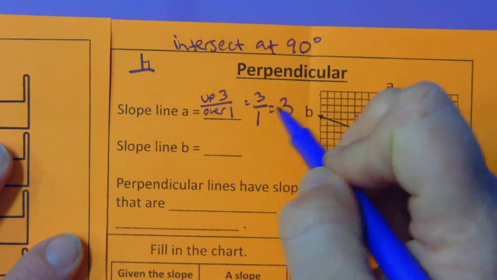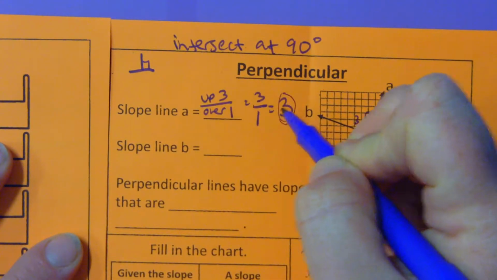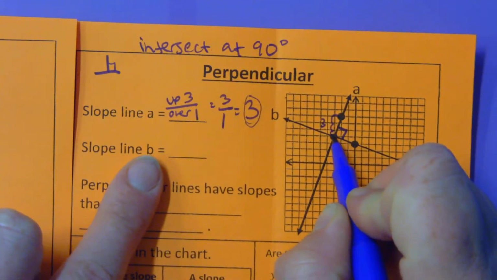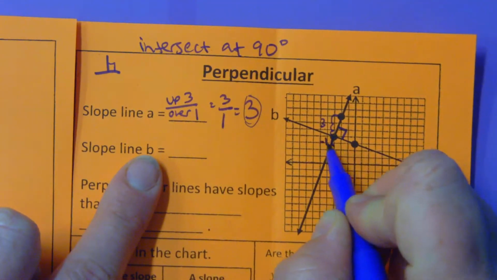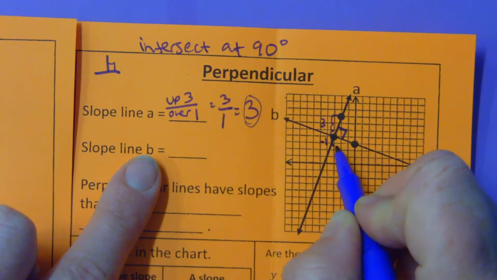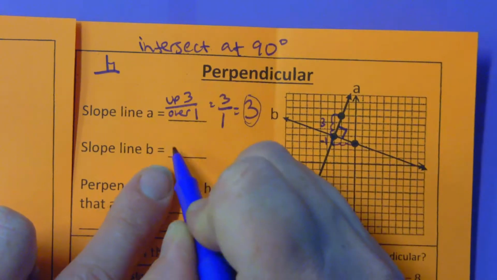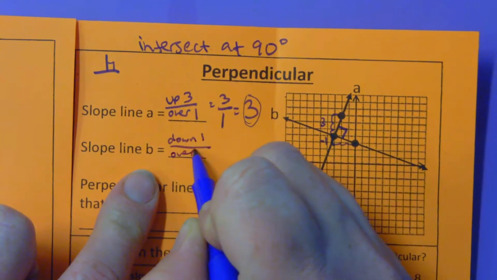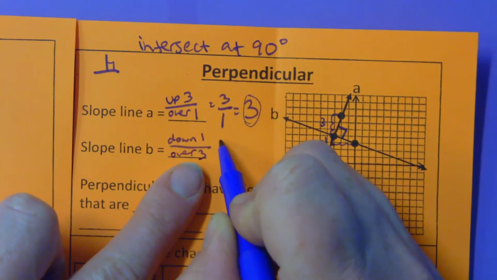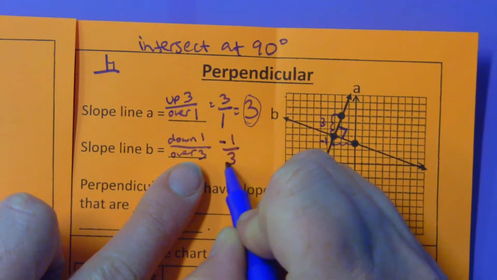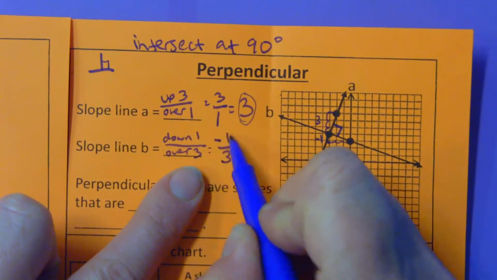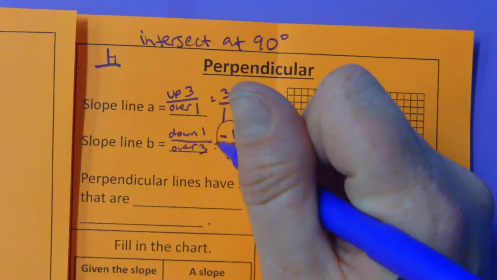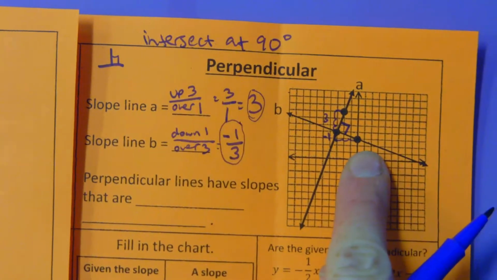And then B, I'm going to circle this 3. And then B, I'm going to start here, and I have to go down 1, and then I have to go over once I go down, 1, 2, 3. So I had to go down 1, and then I had to go over 3. And so that'd be down 1, over 3, and 1/3 I cannot simplify anymore, and it's negative because I had to go down to get to my next point.